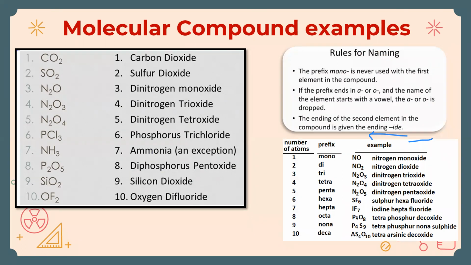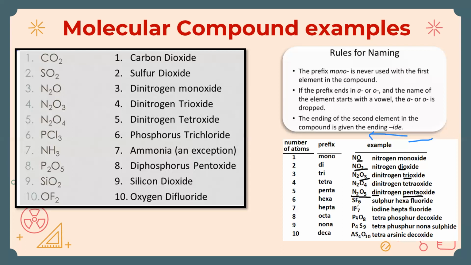We're almost done. These are just some examples of names from the previous slide, to show you more examples. We've got nitrogen monoxide, 1 oxygen, dioxide, 2 oxygen, trioxide, 3 oxygen. Sometimes you have prefixes on both elements. In this case, for example, we've got dinitrogen pentoxide. Dinitrogen means 2 nitrogen, and a pentagon has 5 sides, so that means 5 atoms of oxygen.